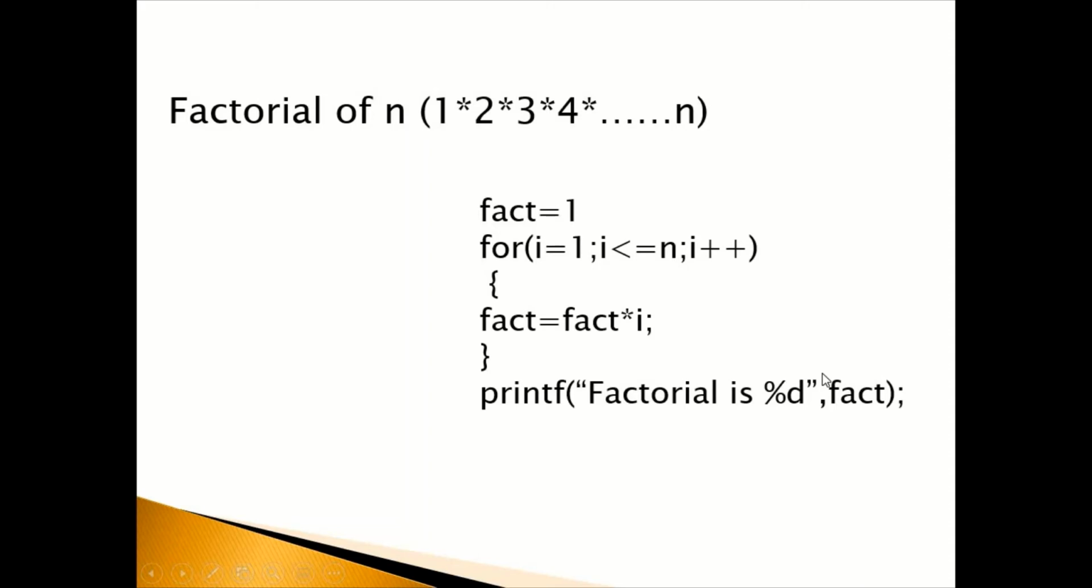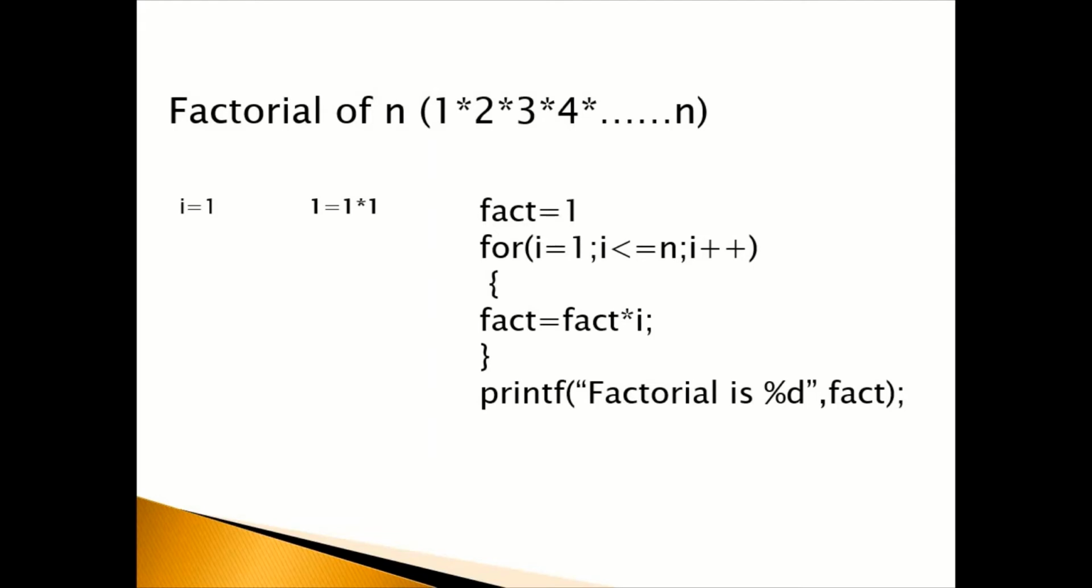How the program executes, let us analyze. I is initialized to 1. When I is equal to 1, it checks the condition. Condition is true. Assume the n value as 5. 1 is less than 5. It enters the loop. It executes the statement fact is equal to fact into I. The factorial value is also initialized to 1. I is also 1. So it calculates 1 into 1, which is stored back into fact.